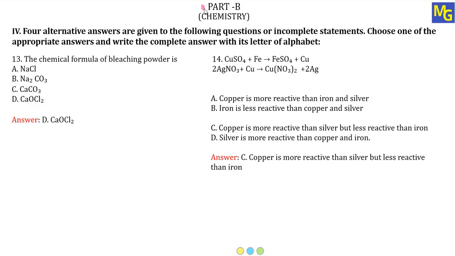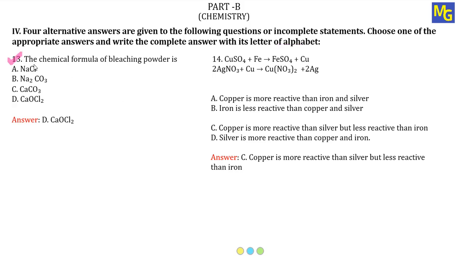So we'll start with part B, chemistry, and in this we are going to see Roman number 4, that is a multiple choice question. So here let's read the question. 4 alternative answers are given to the following questions or incomplete statements. Choose one of the appropriate answers and write the complete answer with its letter of alphabet. In this, we will start with question number 13 first.